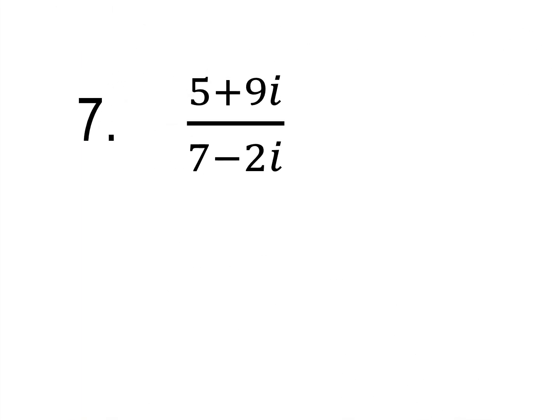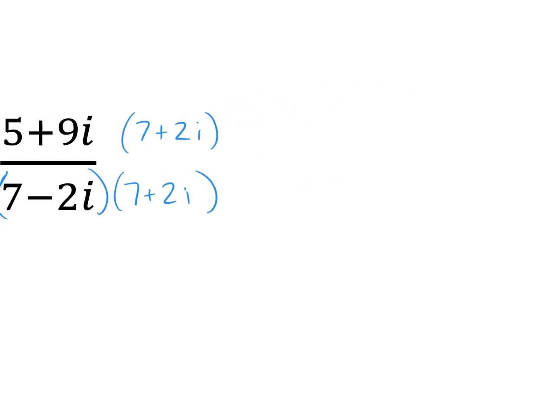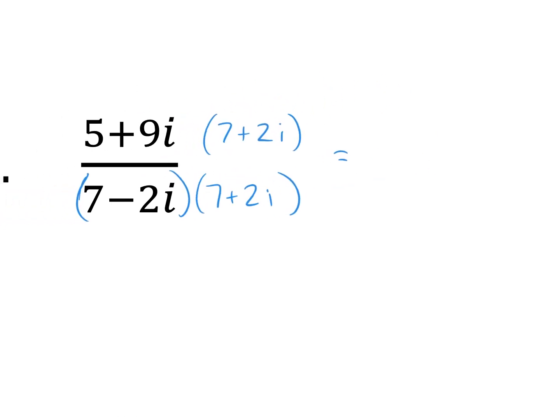For 7, we're dividing. What do we do when we're dividing our imaginary? We multiply by the conjugate of the denominator. So what's our conjugate? 7 plus 2i. So I'm multiplying by 7 plus 2i on the top and the bottom. Let's multiply out the top first. How do I multiply the tops together? FOIL.